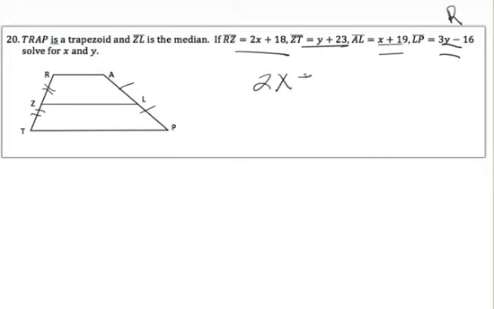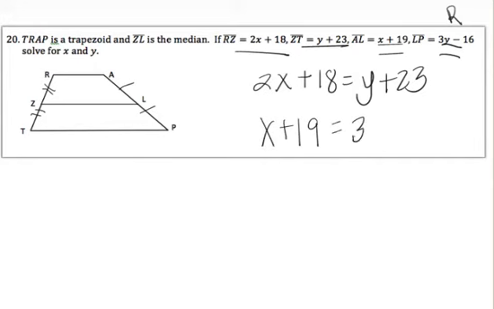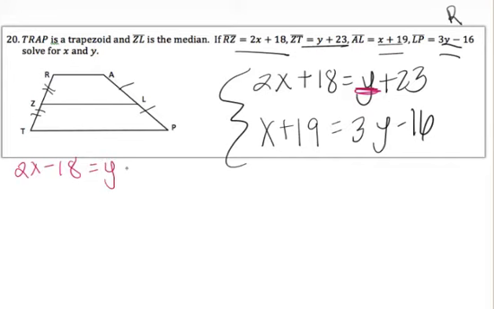We get 2x plus 18 equals y plus 23, and then we also get x plus 19 equals 3y minus 16. Oh my gosh, systems of equations, they haven't gone away yet. So let's do it to it, shall we? I'm going to choose to solve this equation for y. So when I rewrite the equation over here, all I have to do is subtract the 23 from both sides.